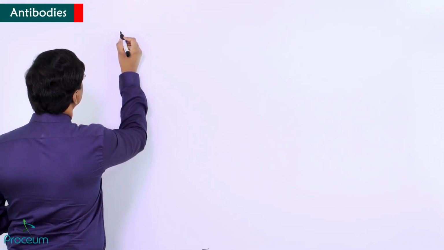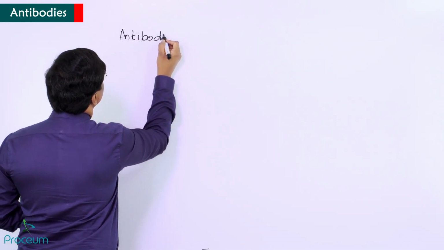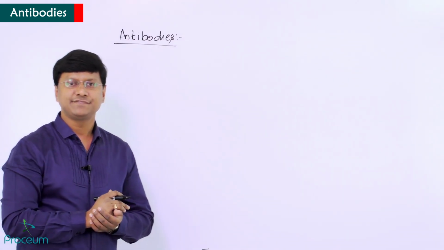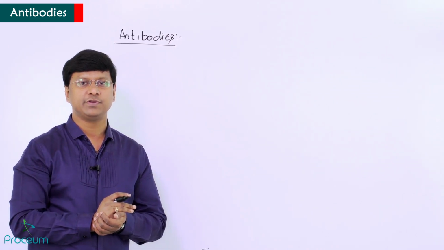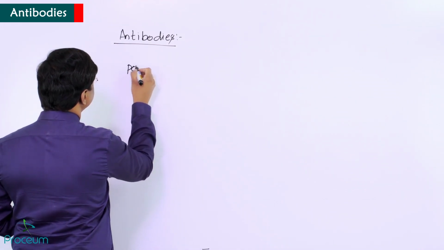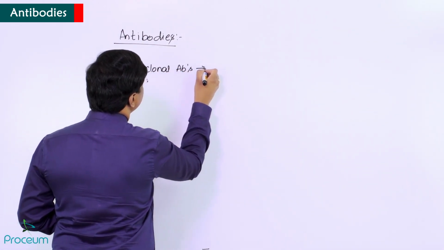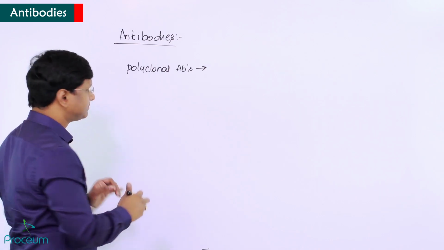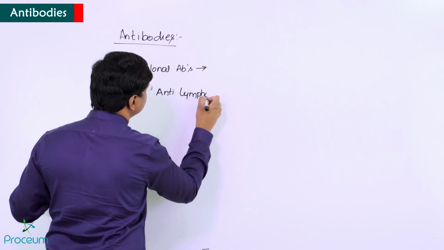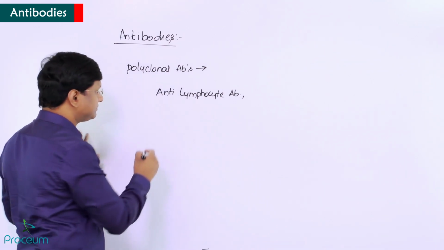Let me discuss the other group of immunomodulators, that is the antibodies. If you see these antibodies, remember we have certain polyclonal antibodies which are useful as immunosuppressive drugs. And what are those polyclonal antibodies? Remember, polyclonal antibodies include the anti-lymphocyte antibody.